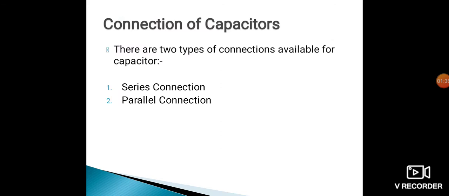Firstly, there are two types of connections available for capacitors. Capacitors can be connected in two ways. First is series connection, whereas second is parallel connection. Now we will see one by one how capacitors react when they are connected in series and when they are connected in parallel, and one numerical of this type on capacitors can be asked in the examination.